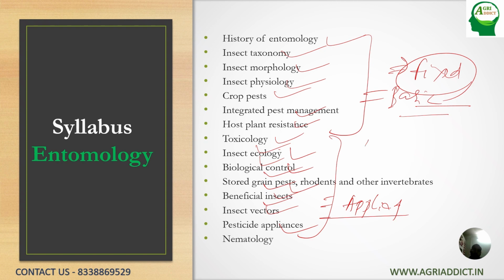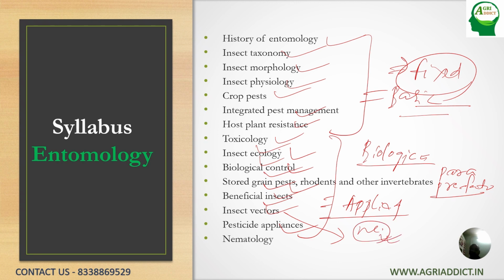For example, in biological control, so many new types of parasitoids or predators are coming under this biological control. So for new species, you have to remember all the things. Same thing in insect vectors also. What is happening? A new virus strain is transmitted by a new insect. Biotypes. So you have to remember all these things and focus on them always. And for the apiculture, sericulture, and lac culture part also, you have to go through it properly.